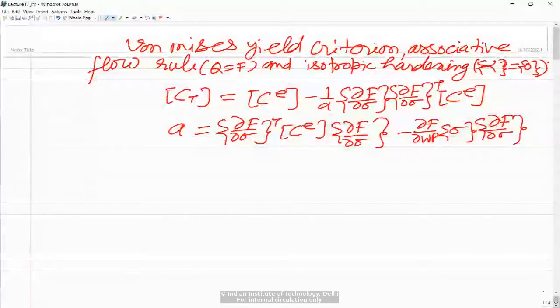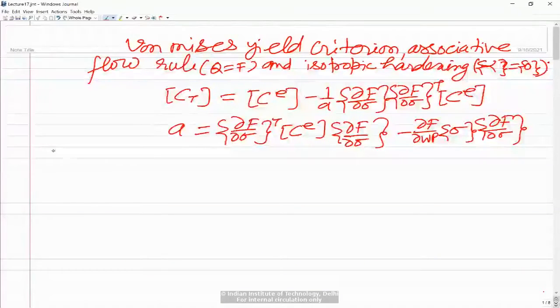So this is the tangent constitutive matrix. What we need here, I have already discussed last class how to get del F by del sigma. We have got that vector, del F by del sigma xx and so on, so that is known. In A you also have this del F by del Wp. The other things are in terms of stress, so they are known. So we need to get the expression for del F by del Wp. Let us see how to get that.